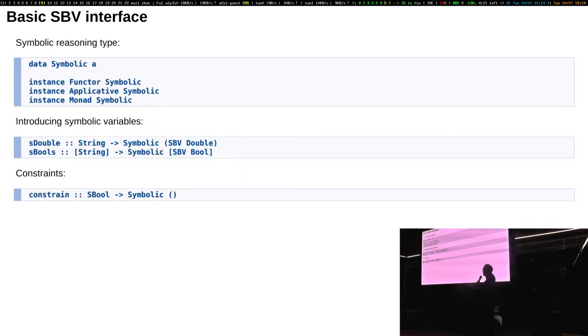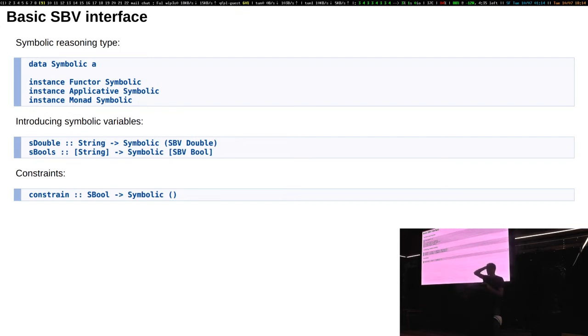And then the last part I want to tell you about is this Symbolic type, which is basically the context for doing symbolic reasoning, setting up SMT problems. It's an instance of a functor, applicative, and monad, and we'll see how that works in just a second, but there's two main things you're going to see me do with it. One is introduce symbolic variables to reason about. So there's sDouble, which introduces a single double I'm going to reason about, and there's sBools, which takes a series of strings, and I can introduce a whole bunch of variables at once. And there's flavors of these for every type that I want to deal with.